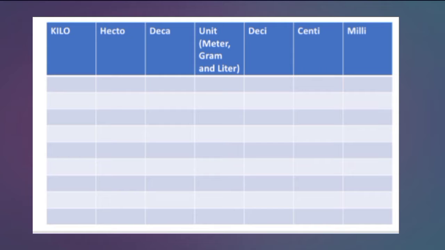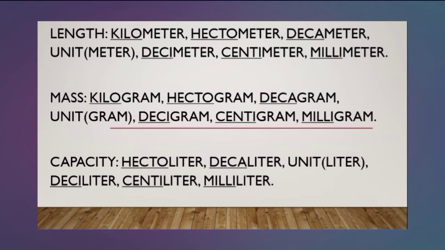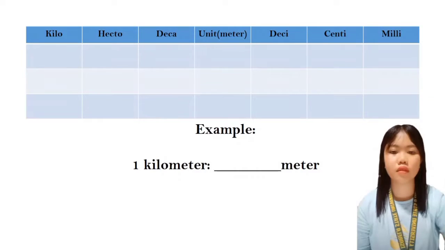In using this conversion table, we can only input the basic units for metric, mass, and capacity, which are kilo, hecto, deca, the units such as meter, gram, and liter, then deci, centi, and milli. You can observe that they are almost the same, so it will only change according to the units to be used. My group mates will give you examples of how it is done.